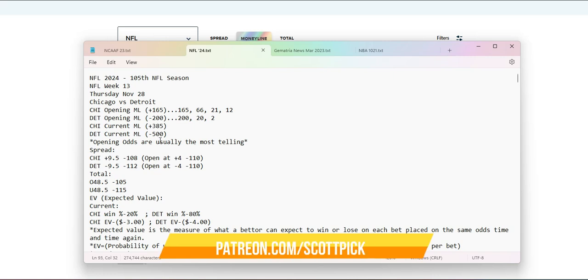Detroit's a much higher favorite at minus 500 now. They started off at minus 200. Plus 385 for the Chicago Bears. The spread is at 9.5 points. By the way, these numbers here have just been reduced. These opening odds, and that's what I applied to my decodes when I connected with Gematria.